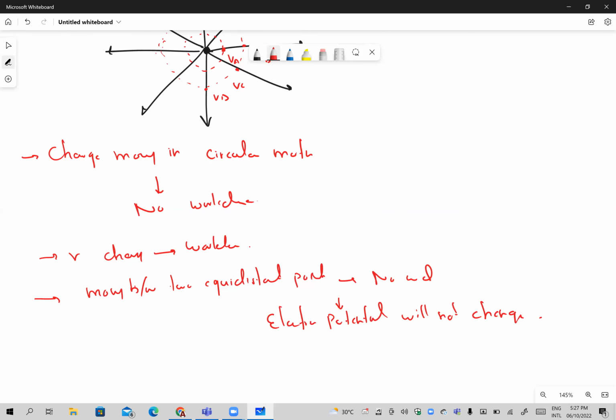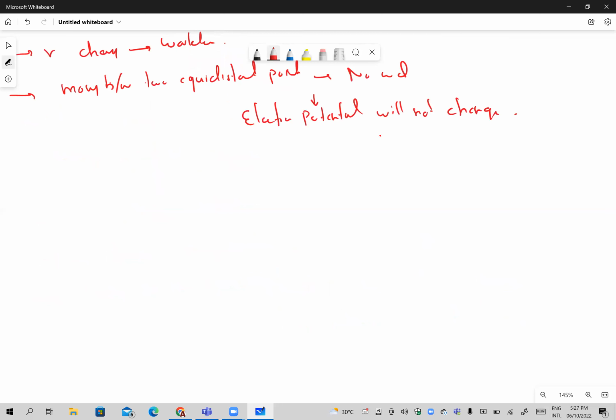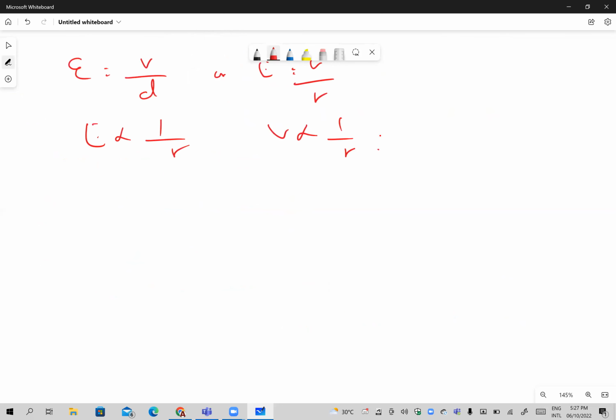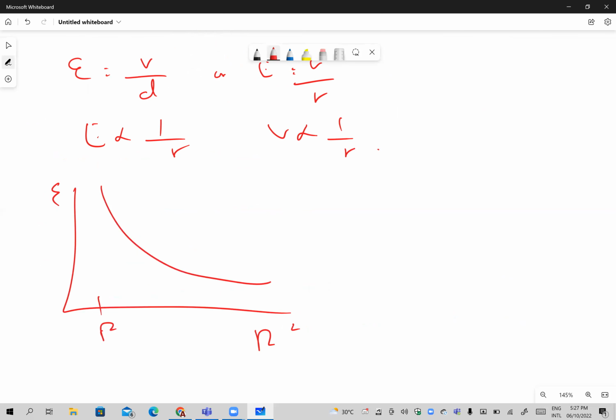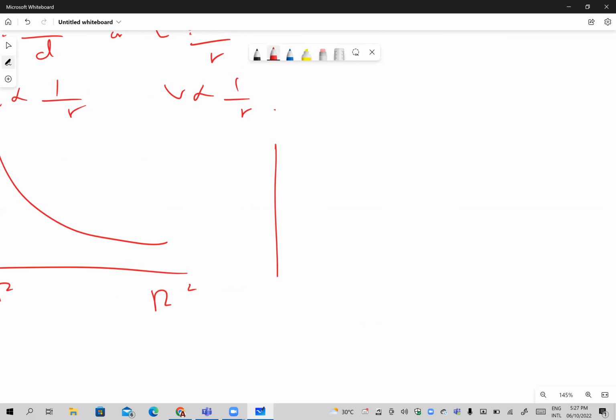So let's look at a few graphs here. If E is V by D, or E is V over R, so E is inversely proportional to 1 by R and V is also inversely proportional to 1 by R. So अगर आप यहाँ पे ग्राफ देखो, E on the y-axis, R square यहाँ पे, R यहाँ पे, this is how the graph would look like. Similarly, if you keep V here, R यहाँ पे, R square, R, and this is how the graph would look like.